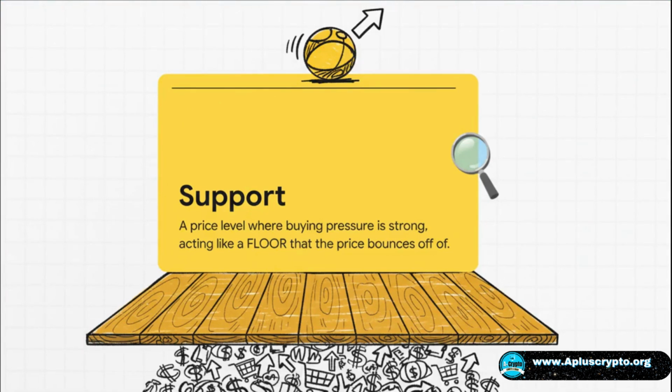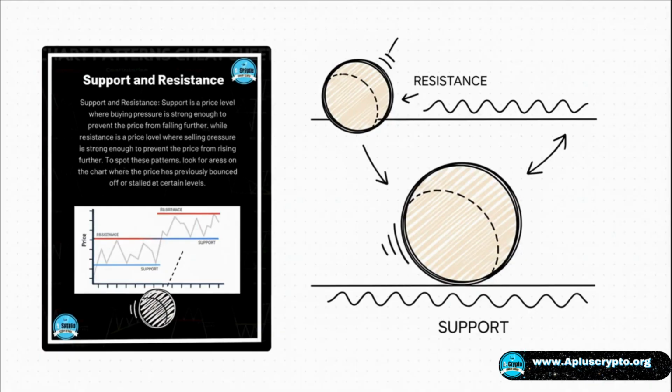Let's start with the floor, which we call support. Think of this as a price level where a whole bunch of people suddenly think, wow, that's a bargain, and they all rush in to buy. All that buying pressure creates a solid floor that stops the price from falling any further. And here's exactly what happens. When our bouncy ball, which is the price, remember, hits that floor, what does it do? Bong! It bounces right back up. It's like all those buyers create a trampoline that just pushes the price higher.